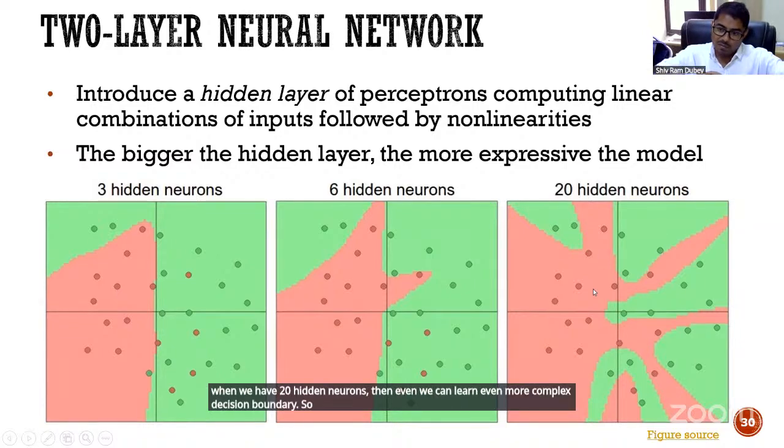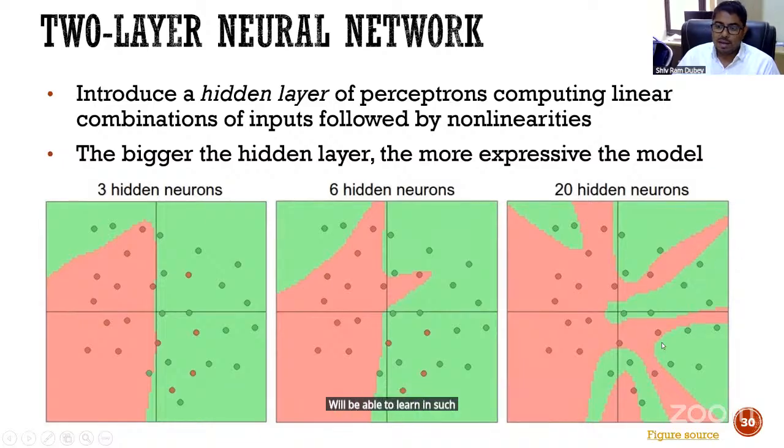So even if we have a very complex problem, meaning the data distribution is very much overlapped between different classes, then in that case also, if we have a large number of neurons, our model will be able to learn in such a way that it can learn complex decision boundaries.